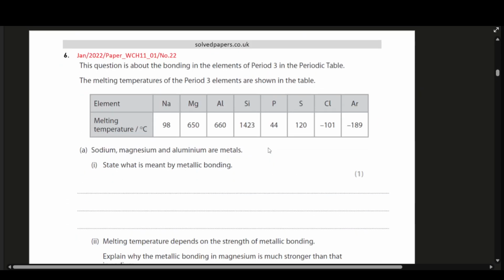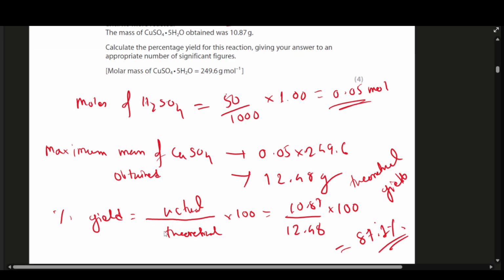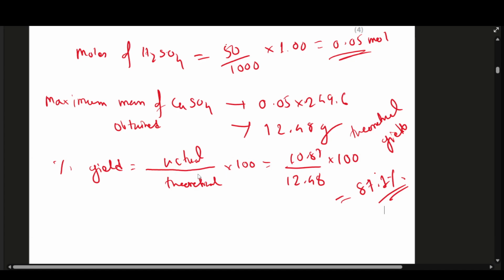All right. Sylvia, did you understand this process? Check this out. What I did down here, I basically found the maximum mass of CuSO4 obtained theoretically, but that is the actual yield, and then what I did, actual by theoretical times 100, and then I got it. Did you understand?